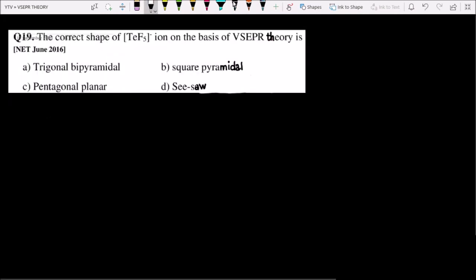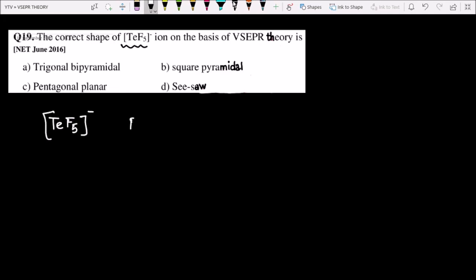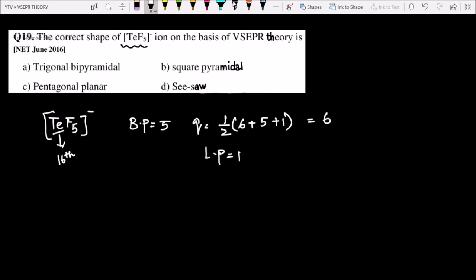In this question they are asking for the correct shape of TeF5 minus based on VSEPR theory. Okay, so the bond pair is equal to 5. The quotient is equal to half into, tellurium belongs to the oxygen family, the 16th group, so the valence electron count is 6, plus monovalent atoms, 5, plus 1. So it's going to be 6. So the lone pair is going to be 1. So it's 5 bond pairs and 1 lone pair. What is that? It is square pyramidal. So the answer is option B. Let's move to the next question.